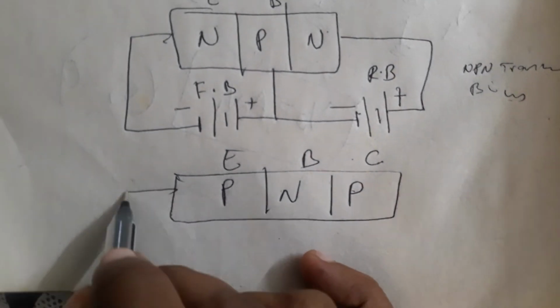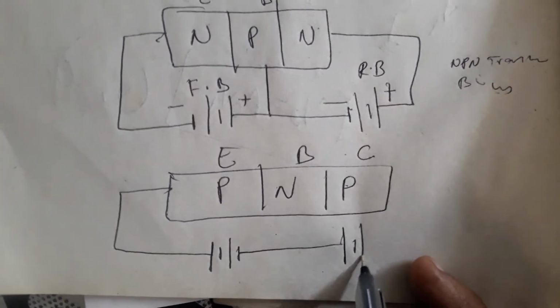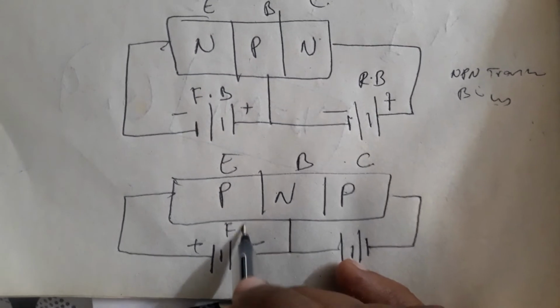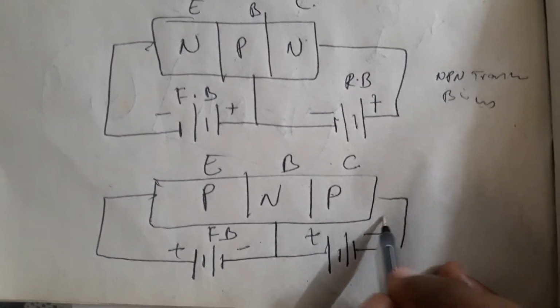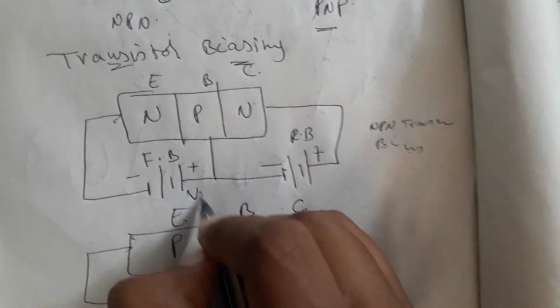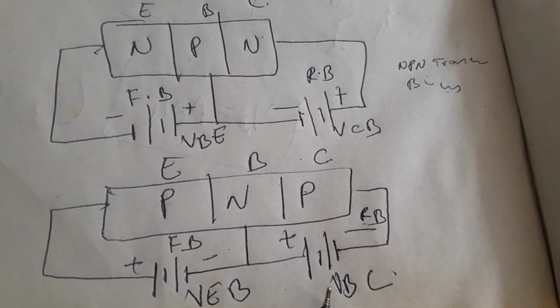PNP: emitter, base, collector. This is plus, minus. This is forward biasing, this is reverse biasing. This is VEB, and this is VCB. This is the PNP transistor biasing.